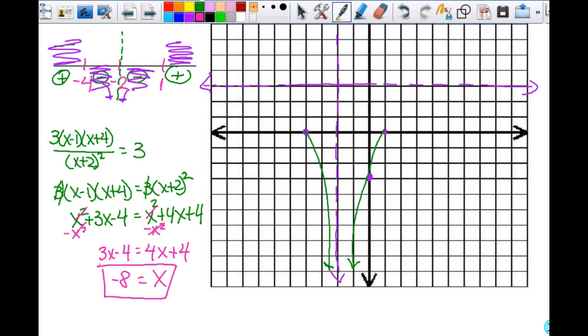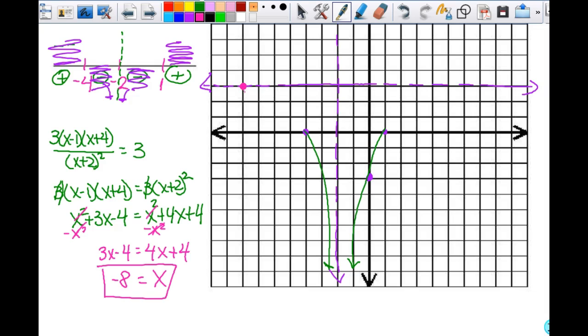So is this going to cross the asymptote? Yes. How many times? Once. What happens when x equals negative 8? What does y equal? 3. When x equals negative 8, y equals 3. It's going to cross the asymptote, and that is the only place it crosses.